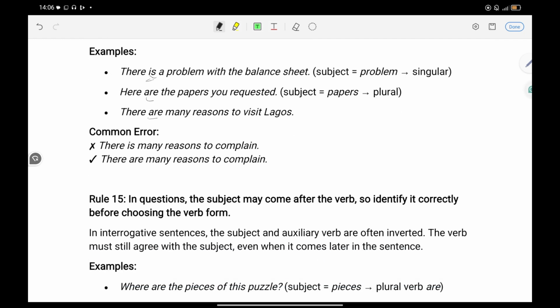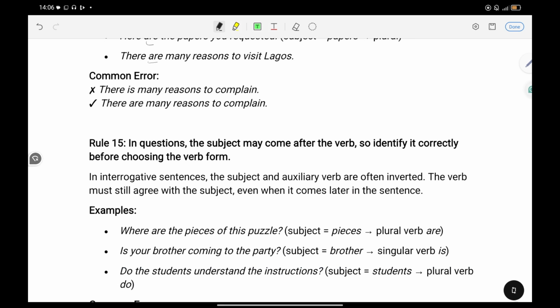Look at this common error. "There is many reasons to complain." That's wrong because we said many reasons, which means plural. Then that means the verb has to be plural. There are many reasons to complain.